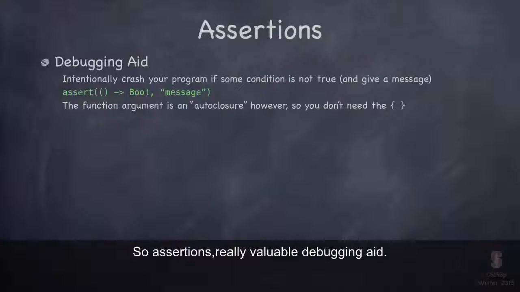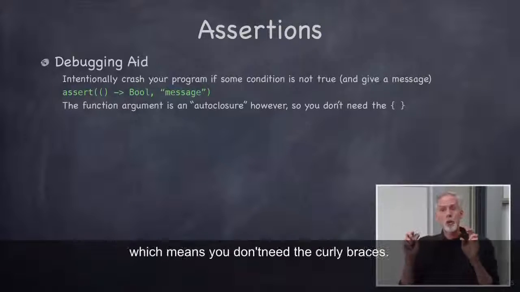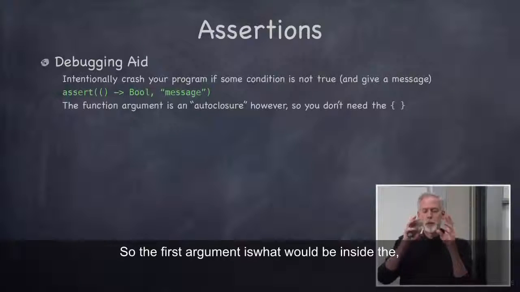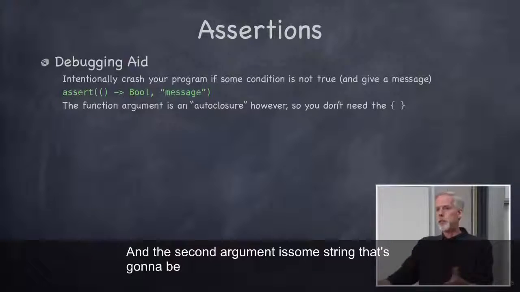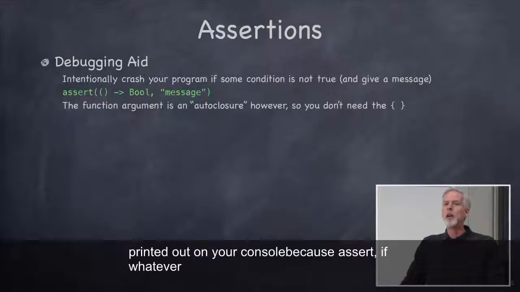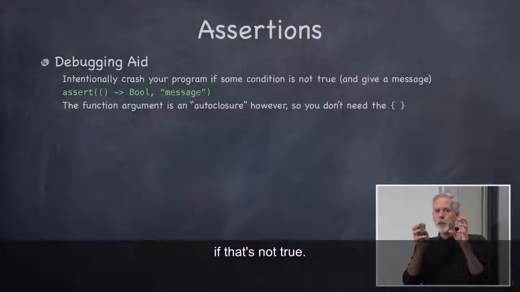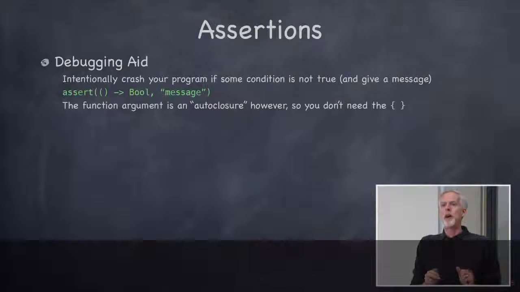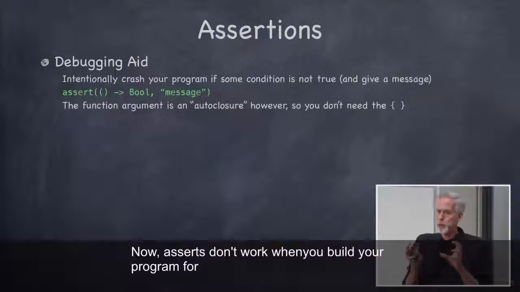All right, assertions. Assertions are a really valuable debugging aid. They basically take a closure as the first argument. It's an autoclosure, which means you don't need the curly braces. It's kind of a funky thing. So the first argument is what would be inside the curly braces of a closure. And the second argument is some string that's going to be printed out on your console. Because if whatever was in the autoclosure evaluates to not true, because you're asserting that it's true, then it's going to crash your program and print that message out. So it's a great way to make your program crash when things that should be true aren't.